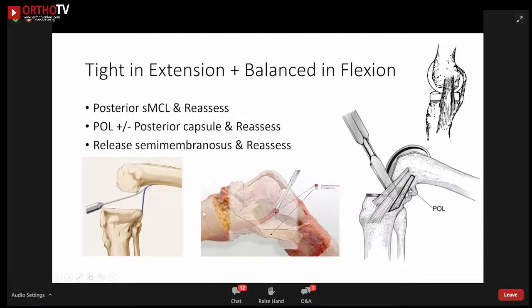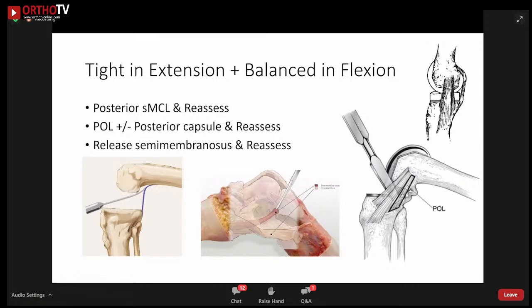And if it's still tight, then you would tend to release the posterior capsule from the femur. Now, as you would have noticed, in a varus knee, you release everything from the tibia. But if it's still tight, you may have to release the capsule from the posterior aspect of the femur. And that also helps in correcting the flexion deformity, which Samir will be talking to you about a bit later on. So every step, release and then check again, release and check again.